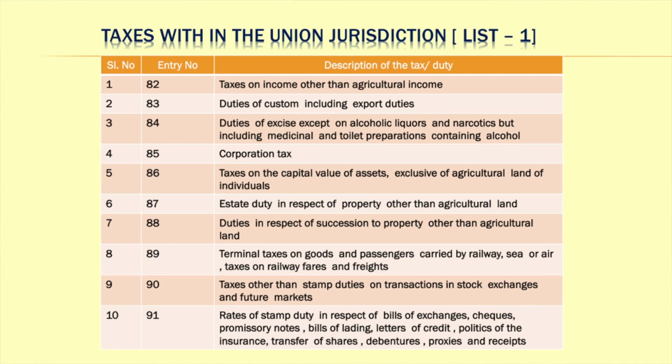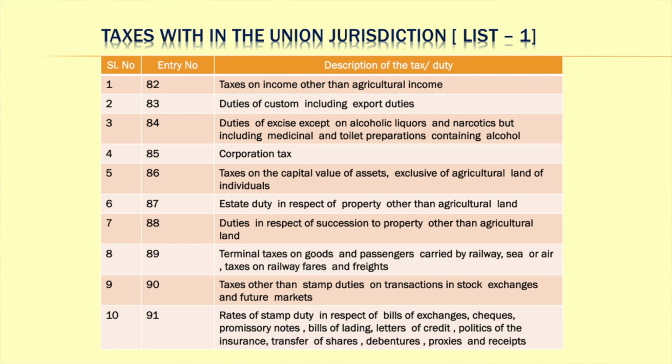Then let us look into the taxes within union jurisdiction. List 1, Entry number 82: taxes on income other than agriculture income. All agriculture income is exclusively the area of the state government. Then Entry number 83: duties of customs including export duties, which is exclusively earmarked for the union government. And 84: duties of excise except on alcoholic liquors and narcotics, but including medicinal and toilet preparations containing alcohol. Then 85 is the corporation tax.